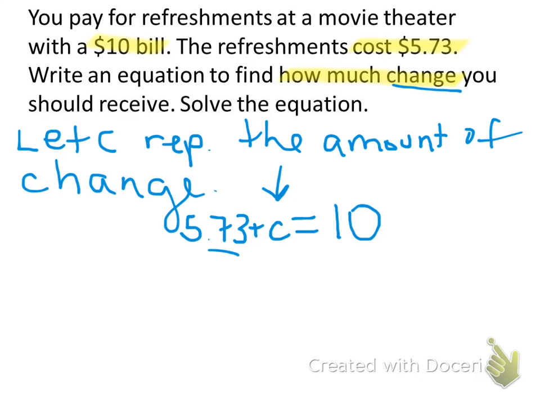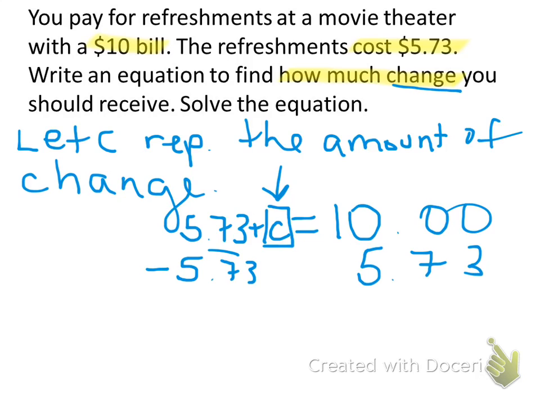Our next step is to solve the equation. We need to solve for our variable C. To do that, because it's addition, I'm going to subtract $5.73 from each side. I'm going to add a decimal point over here in $5.73. Remember, when you're subtracting decimals, they need to line up. This will give us 0.